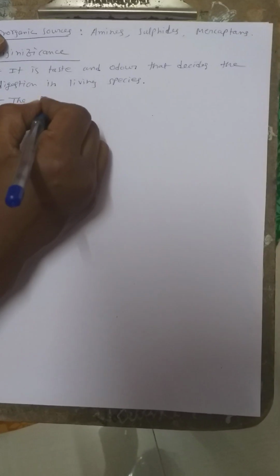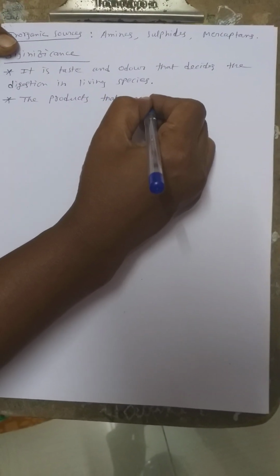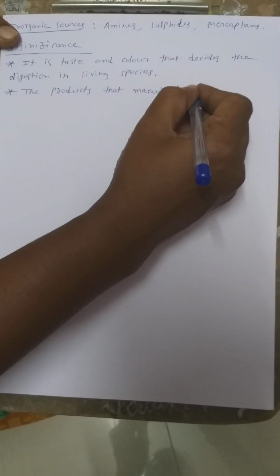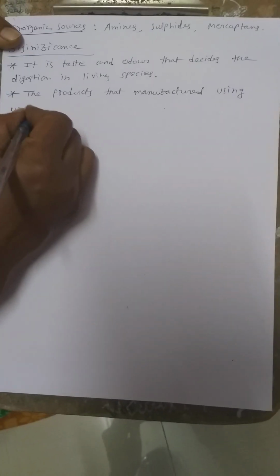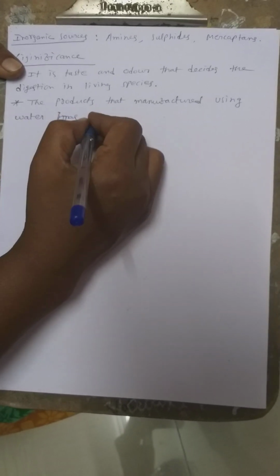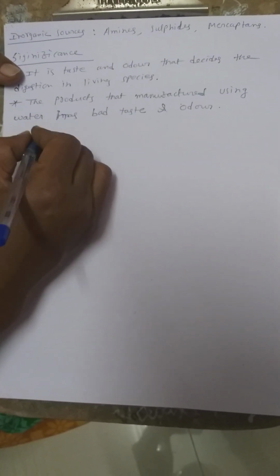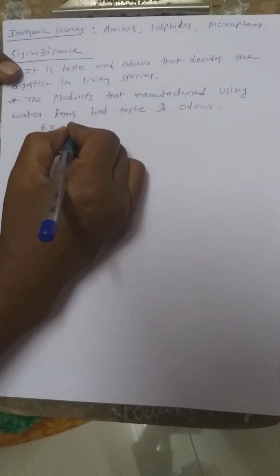The products that are manufactured using water with color, odor, and taste impart the same taste to the products also. Particularly, water with bad odor and taste affects the food products.